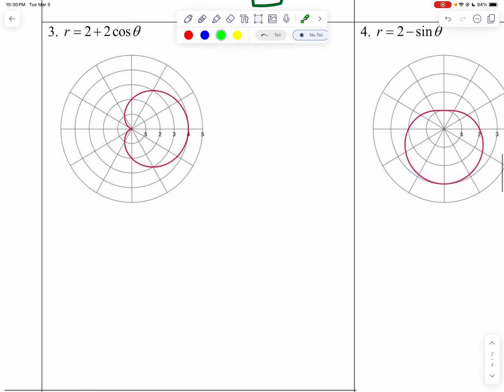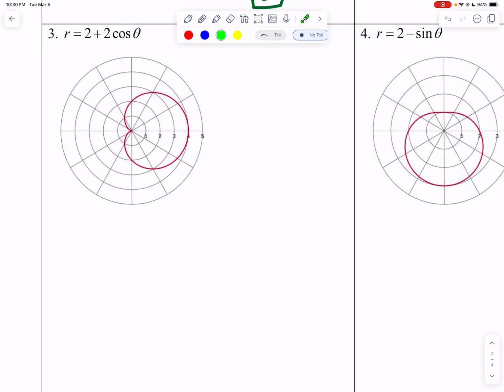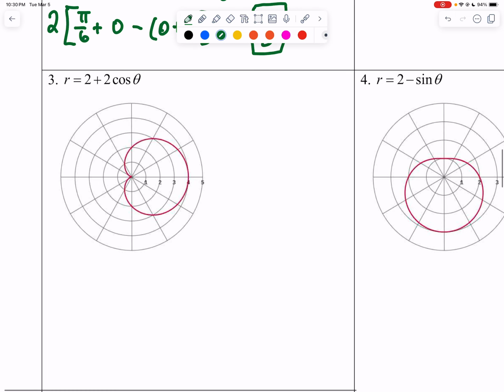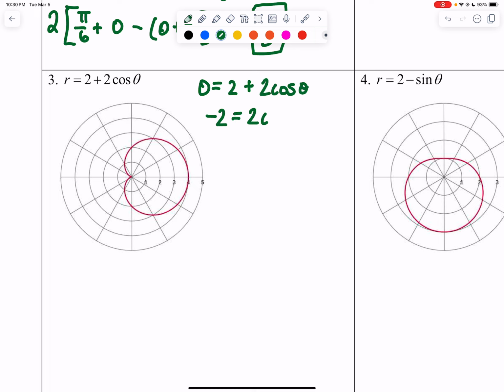All right, number 3. We want to find the area of 2 plus 2 cosine of theta. So what I'm going to do here is figure out my zeros. So that's going to be 0 is equal to 2 plus 2 cosine of theta. Negative 2 is equal to 2 cosine of theta. Negative 1 is equal to cosine of theta. Now we got to think, when is cosine of theta equal to negative 1? And that only happens whenever theta is pi.